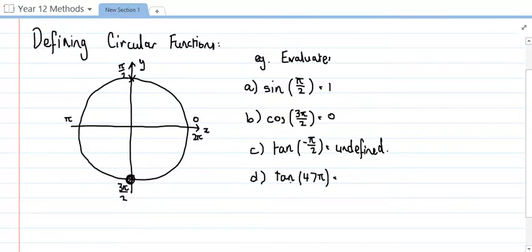And the last one is tan of 47 pi. Now 47 pi, you can imagine we have to do quite a few revolutions. So there's 2 pi, and then we go around again 4 pi, and again 6 pi, and we keep on going until we eventually get around to here. Okay, so this point out here is going to be where 47 pi is. That's an odd number of pi. And I want to know what the tan value is there.